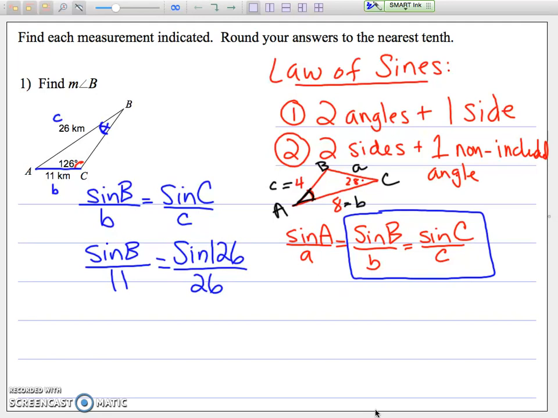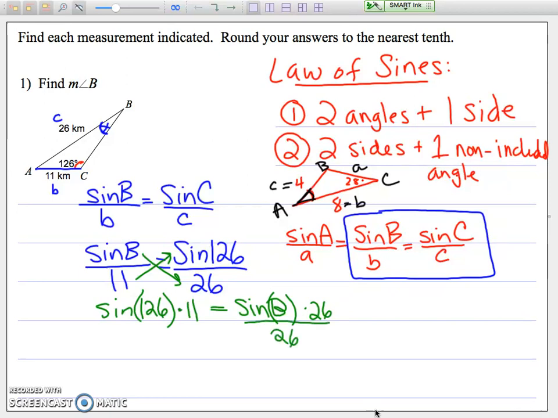And so how do you solve this? Well, you all know how to solve this. You just simply cross multiply and divide. So I'm going to cross multiply here and here. I get the sine of 126 times 11 equals the sine of B times 26. When I work this out, I'm going to end up dividing this by 26 and dividing this by 26 to cancel these out. You can just type that directly in your calculator, and you should get 0.34.